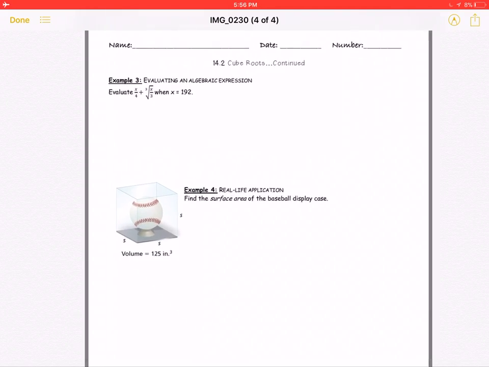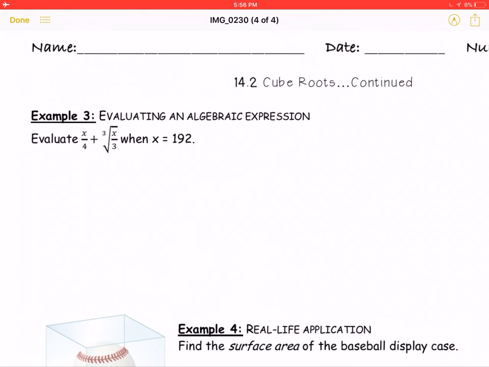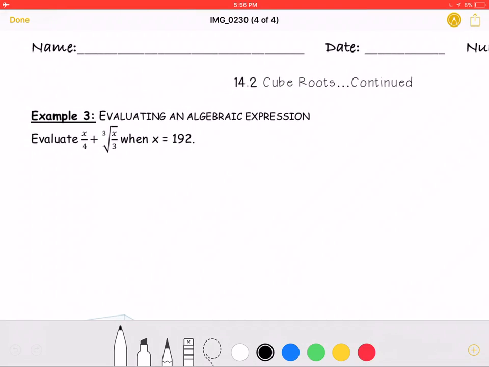So let's look at the next page at the top, example 3. If I ask you to evaluate this expression when x is 192. So when I ask you to evaluate an expression, we're going to replace x with 192. So let's do that.